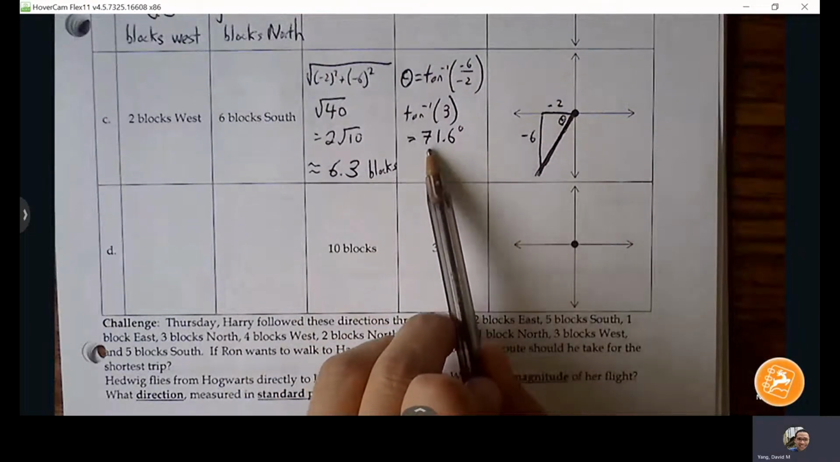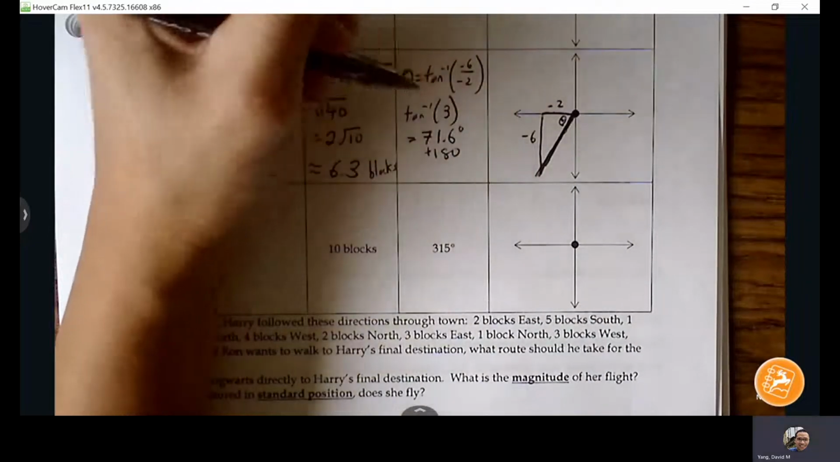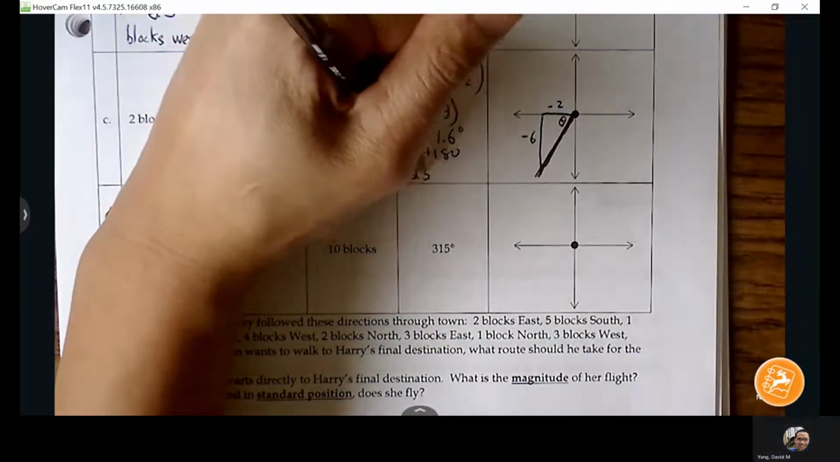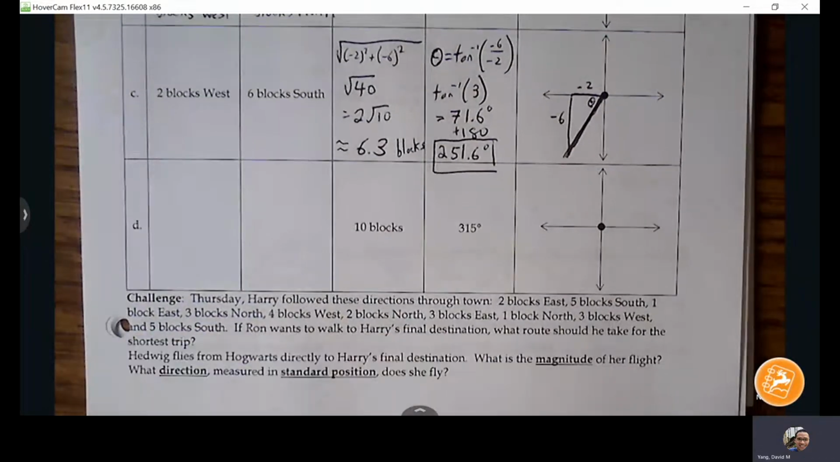Okay, what adjustment is needed? This is only the reference angle here. At 180, yeah, third quadrant. Okay, try part D on your own.